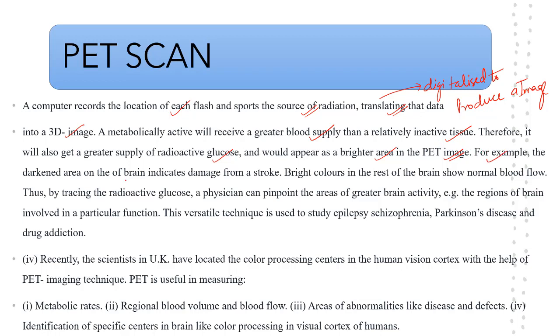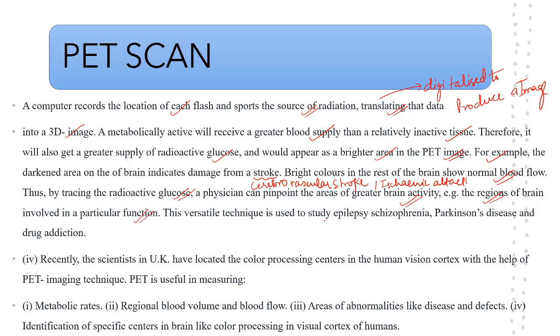For example, the darkened area of the brain indicates the damage from a stroke, like a cerebrovascular stroke, CVS, or an ischemic attack. Bright colors in the rest of the brain show normal blood flow. Thus, by tracing the radioactive glucose, a physician can pinpoint the areas of greater brain activity in the regions of the brain involved in a particular function.